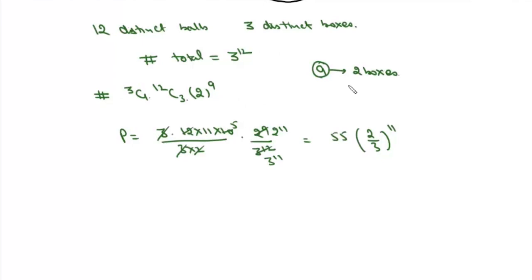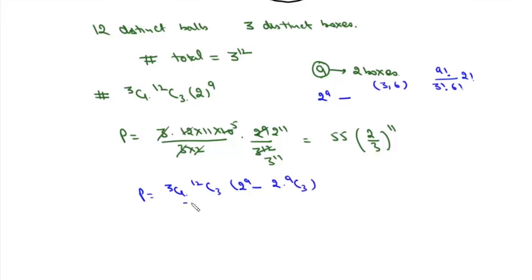Another question is exactly one of them should contain 3 balls. In that case, from these 2 to the power 9 cases, we have to remove all those cases in which we have distributed them as 3 and 6. Now we can write this as factorial 9 over factorial 3 factorial 6, and then it will be multiplied with factorial 2. In that case, this probability will be 3C1 into 12C3 into 2 to the power 9 minus 2 into 9C3, divided by 3 to the power 12.